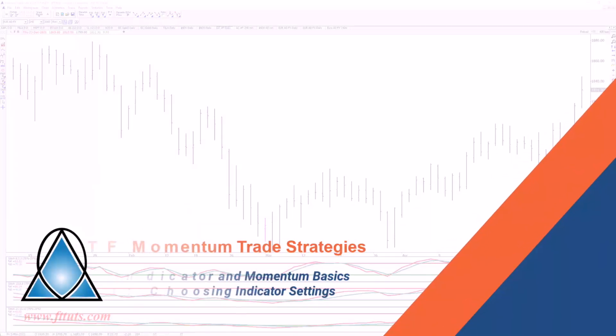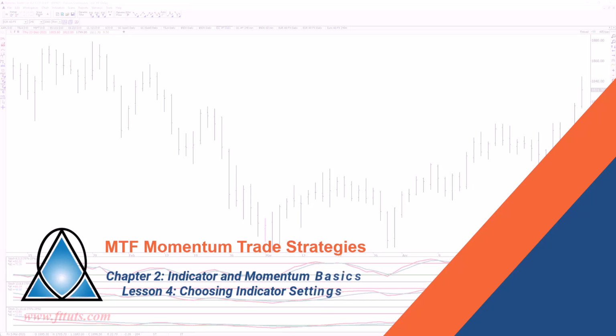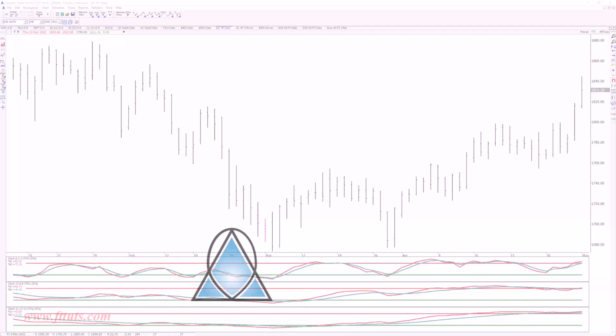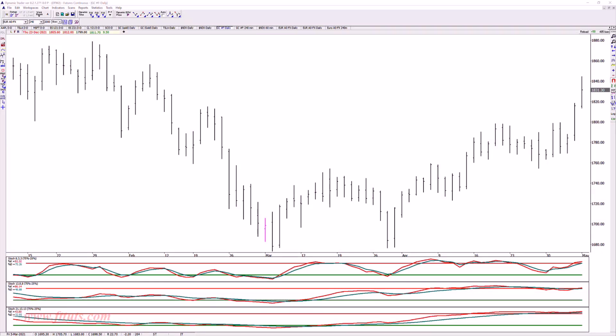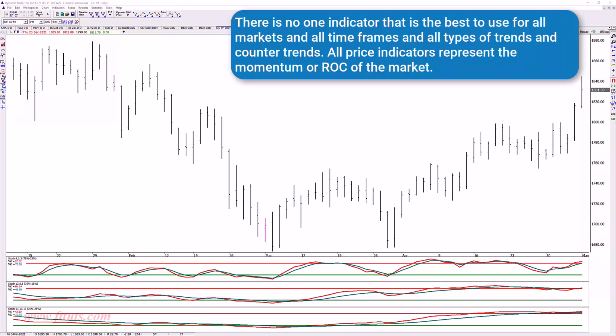In this lesson, let's take a look at a few different indicators and how we might decide what settings we'd want to use for that indicator. So a couple of things to stress before we get started: number one, once again, there's no one indicator that's the best to use for all markets and all time frames and all types of trends.